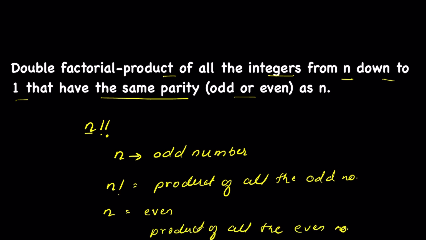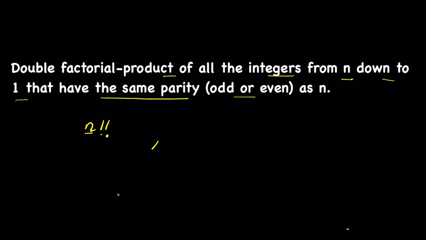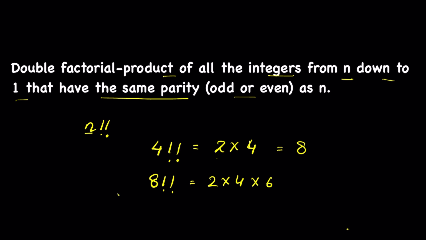Let me give you an example. If we have 4 double factorial, then it is equal to 2 times 4, because the even numbers between 1 and 4 are only 2 and 4, 2 numbers, so it is equal to 8. 8 double factorial will be 2 times 4 times 6 times 8. So you write the product of 8 double factorial.